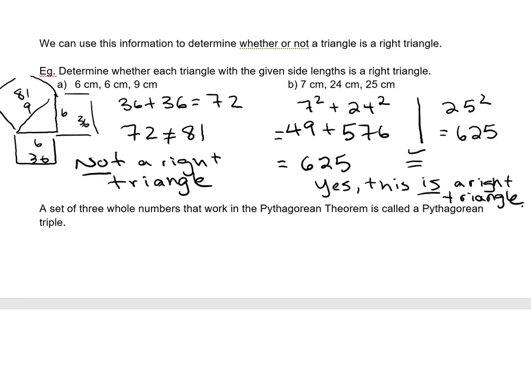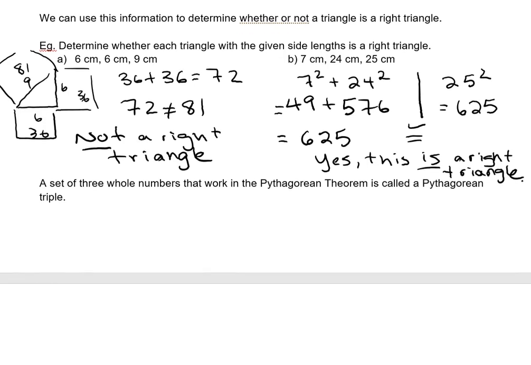Okay, so we can always check that we can add the squares of the two smaller numbers and compare it to the square of the biggest number. If it's the same, right triangle. Not the same, not. Even if it's close, not. A set of 3 whole numbers that work in the Pythagorean theorem is called a Pythagorean triple. So 7, 24, 25 would be a Pythagorean triple. 6, 6, 9 would not be a Pythagorean triple.